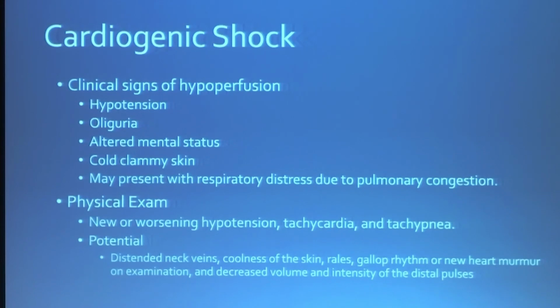Clinical signs in cardiogenic shock: they have clinical signs of hypoperfusion with hypotension, decreased urine output, altered mental status, cold, clammy skin, and respiratory distress due to pulmonary congestion. If they have severe damage of 40% or more of their left ventricle, or if they have papillary muscle disruption and a sudden regurgitation, they can develop classically flash pulmonary edema and cardiogenic shock.